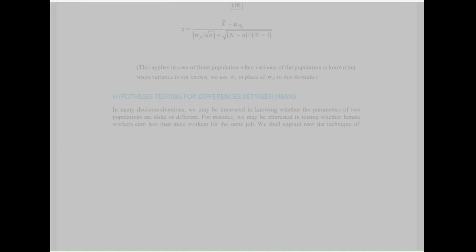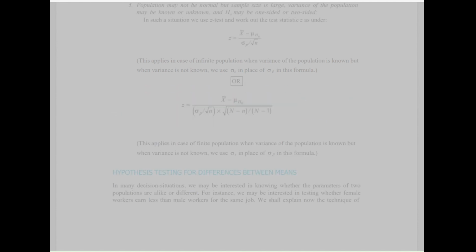And sigma is equal to 5. Population may not be normal but sample size is large, variance of the population may be known or unknown, and may be one-sided or two-sided. In such a situation, we use z-test and work out the test statistic z as under.